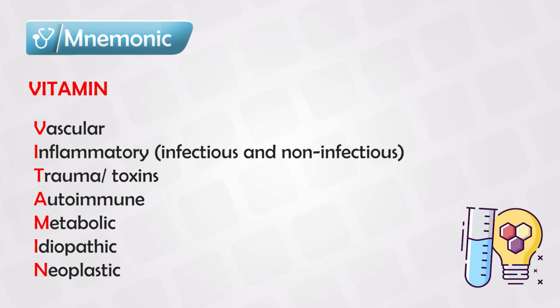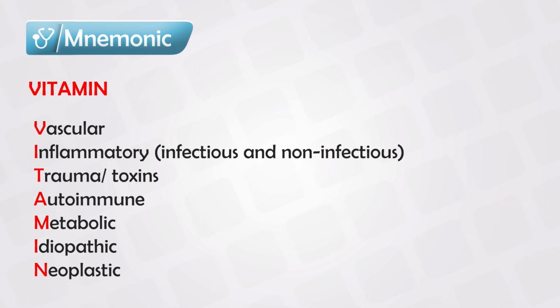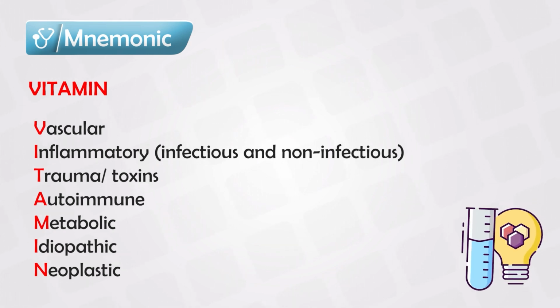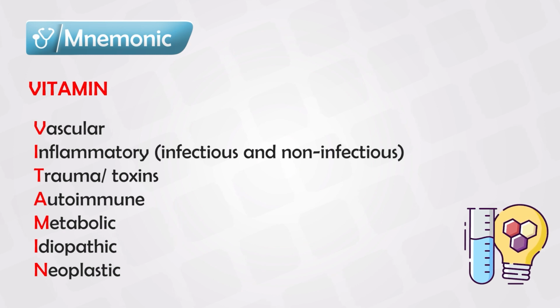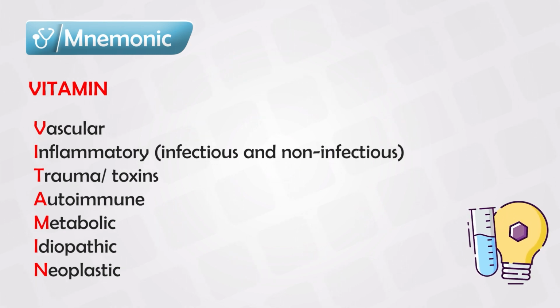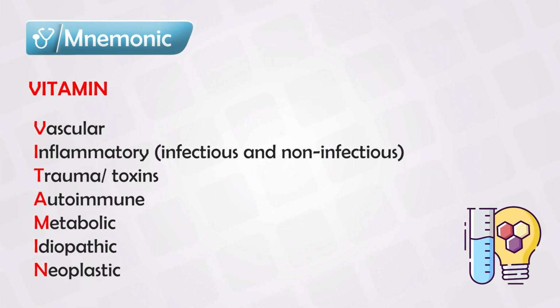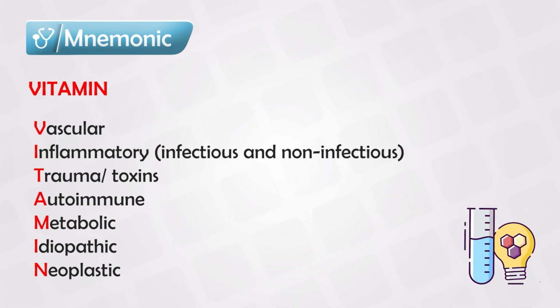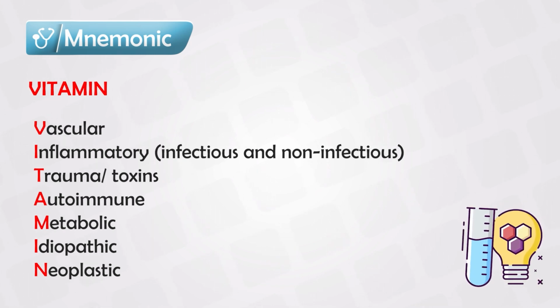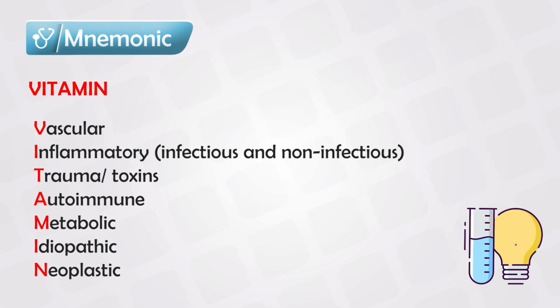A for autoimmune, and this can overlap with inflammatory disorders, except that not all inflammatory disorders are autoimmune, and not all autoimmune disorders are inflammatory. For example, Graves' disease. It's an autoimmune disorder, but it does not cause inflammation. M for metabolic, and think of the electrolyte disturbances especially. Having certain electrolytes like potassium or calcium, these have a very narrow window, and once they increase or decrease even slightly, the patient will quickly develop symptoms.